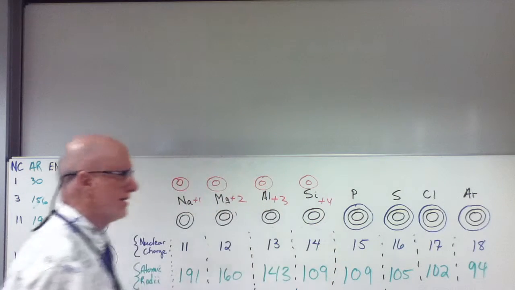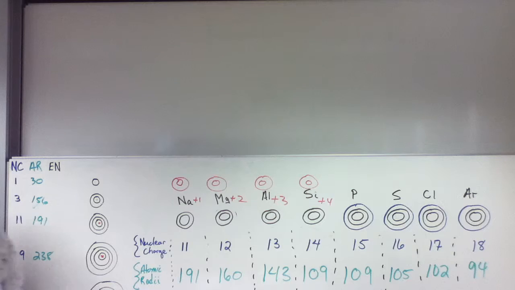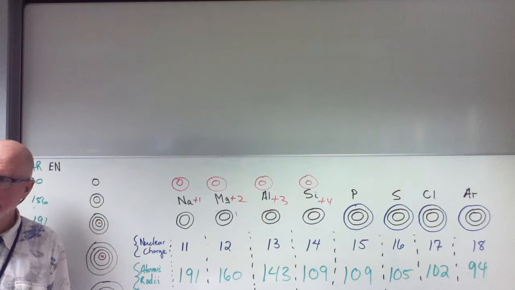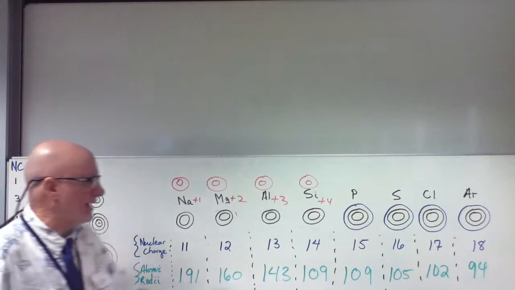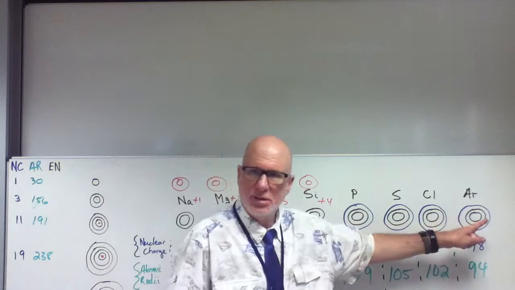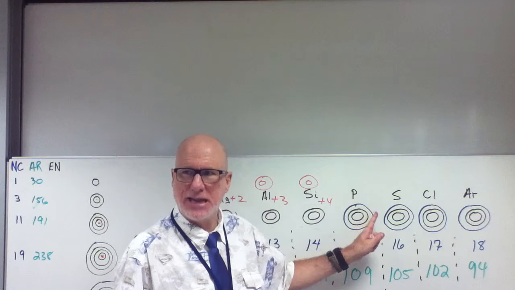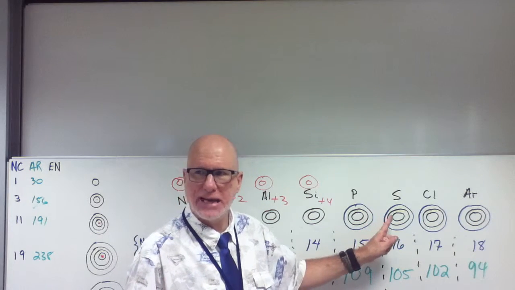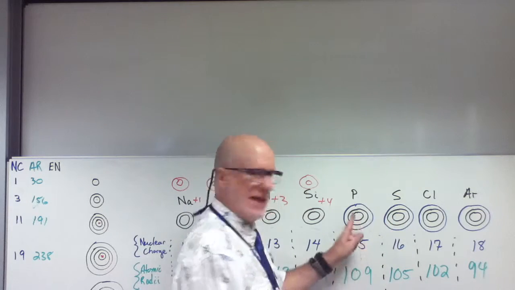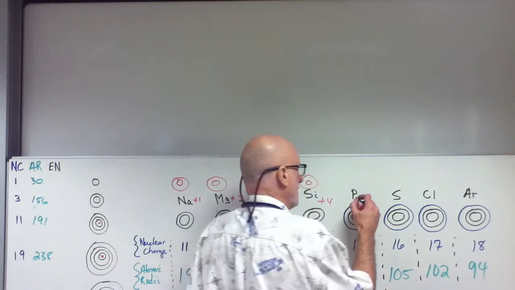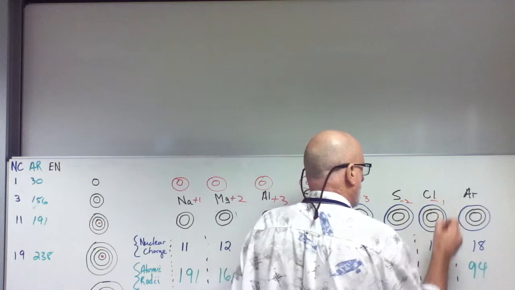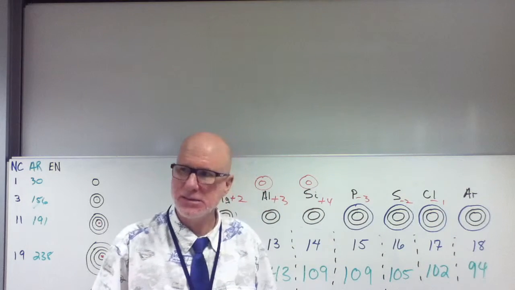Okay? That doesn't exist. You see that? Does that make sense? Now these are going to gain electrons to be like what noble gas? Argon. So you're going to keep that ring, right? So that's going to be -3, -2, -1, right? Yes? Okay, good.